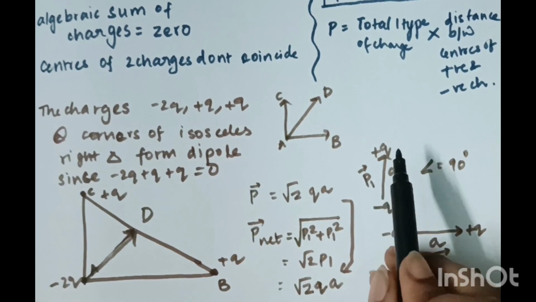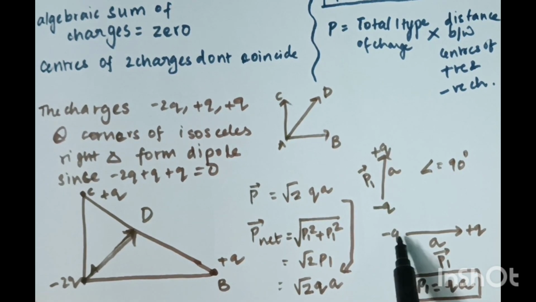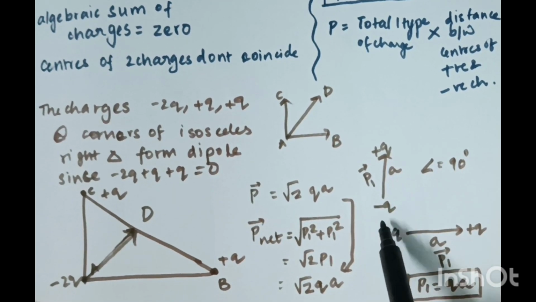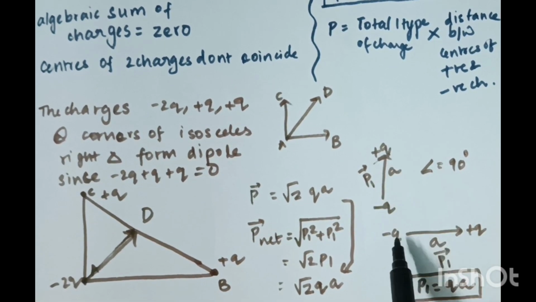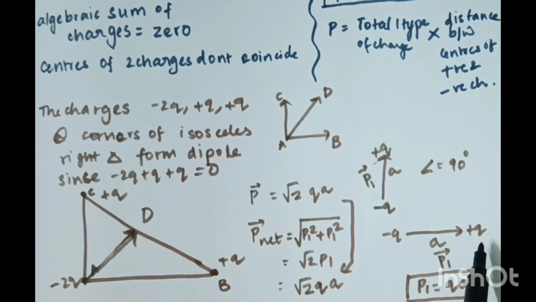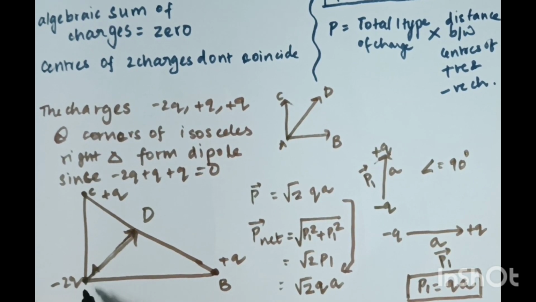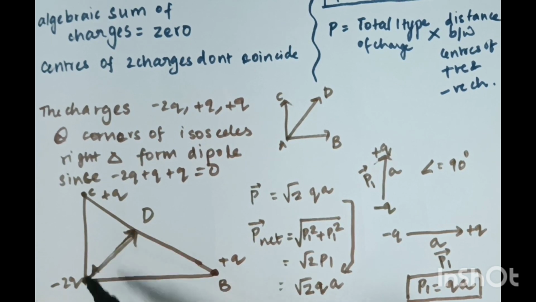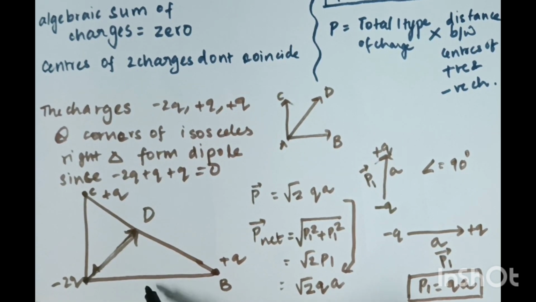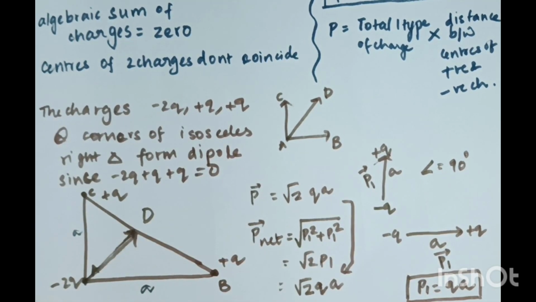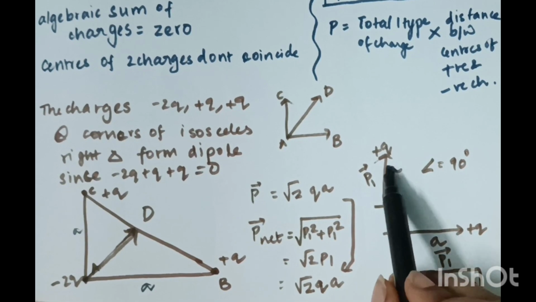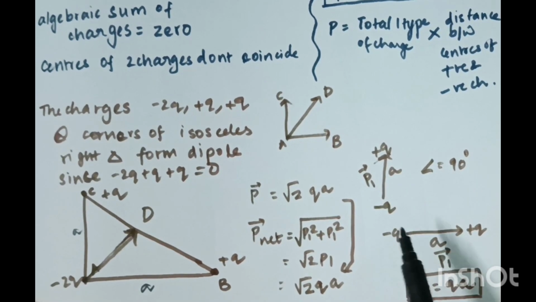So this minus q and plus q is forming one dipole, and this minus q and plus q is forming another dipole. This direction is from minus q to plus q, so it is directed towards the right side, because it is directed from the negative to the positive charge. And if this side AB equals AC, because it is an isosceles triangle, suppose the distance AB or AC equals a, then this is a, this is a. Okay, I hope you got it.